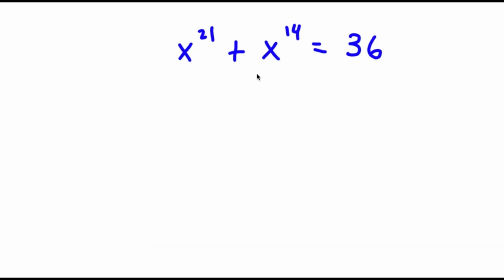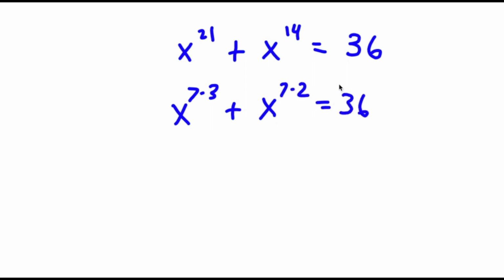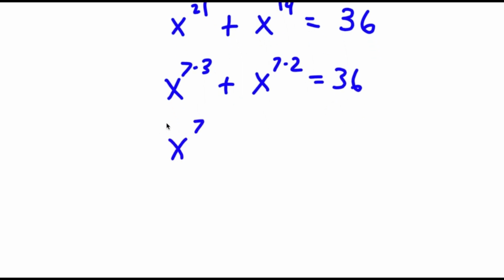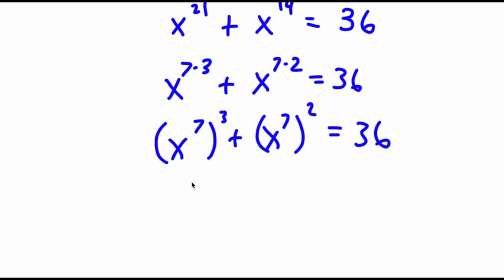Alright, so in this problem, I have x to the power of 21 plus x to the power of 14 is equal to 36. So I'm first going to rewrite this as x to the power of 7 times 3 plus x to the power of 7 times 2 is equal to 36. Now, I'm going to put this as x to the power of 7, to the power of 3, plus x to the power of 7, to the power of 2, is equal to 36.